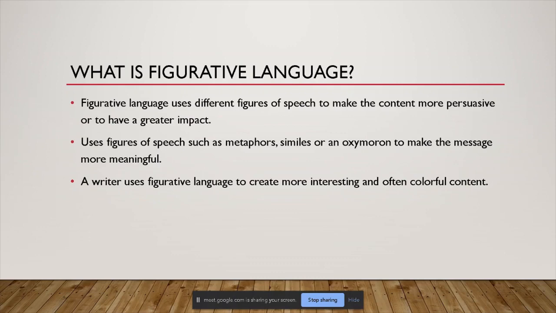Figurative language uses different figures of speech to make the content more persuasive or to have a greater impact. The use of figures of speech such as metaphors, similes, or oxymoron makes the message more meaningful. Usually, a writer uses figurative language to create more interesting and often colorful content, like metaphors and similes, like what we learned last week. Understood?